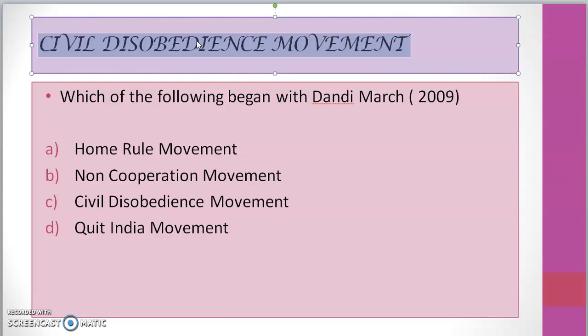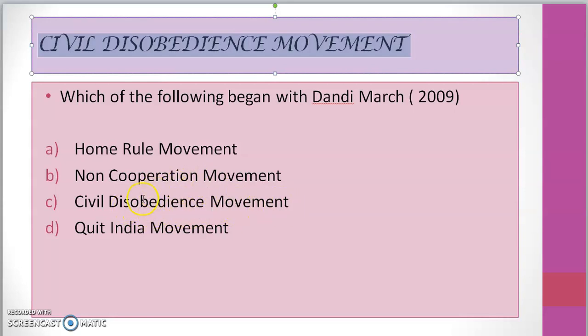The first question is, which of the following began with Dandi March? And this was asked in the year 2009. The options are A. Home Rule Movement, B. Non-Cooperation Movement, C. Civil Disobedience Movement and D. Quit India Movement. Now it's a very simple question to solve if one is familiar with what the Civil Disobedience Movement is all about. And if you have read your basic textbook properly, you can easily identify that in this question the correct answer is C, that is the Civil Disobedience Movement.